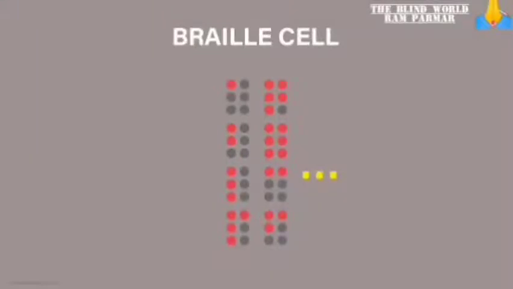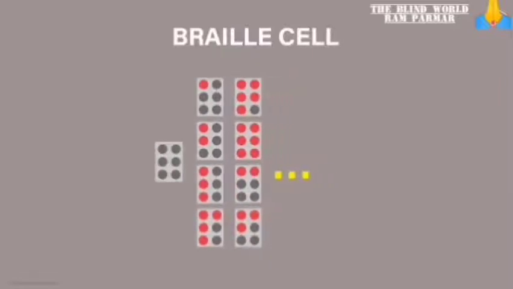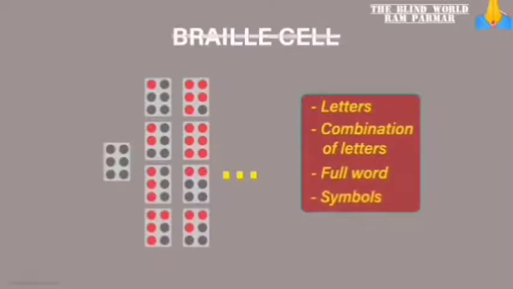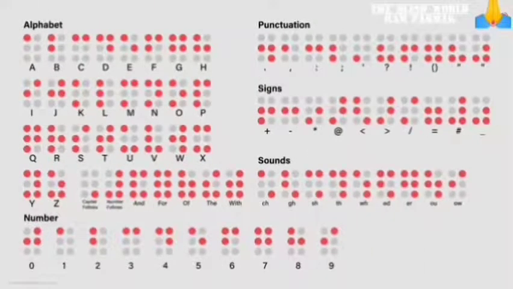There are a total of 63 dot patterns that can be formed. If we assume no dots raised to be one pattern, then 64 patterns can be formed. Each dot pattern can represent letters, a combination of letters, a full word, or some symbol. Here is the list of the combination of dots representing the things mentioned above.